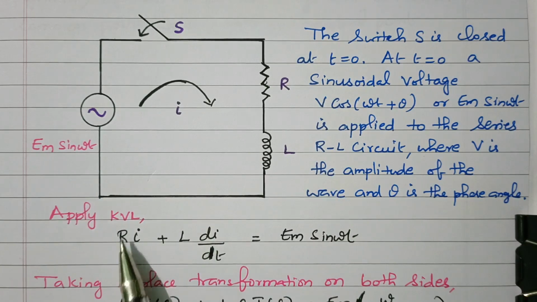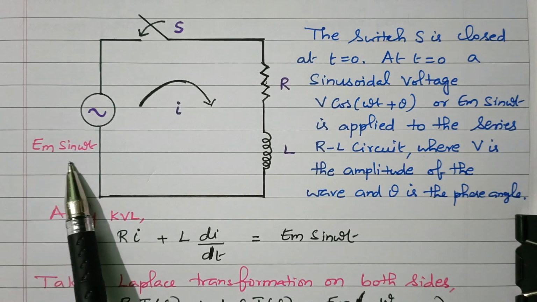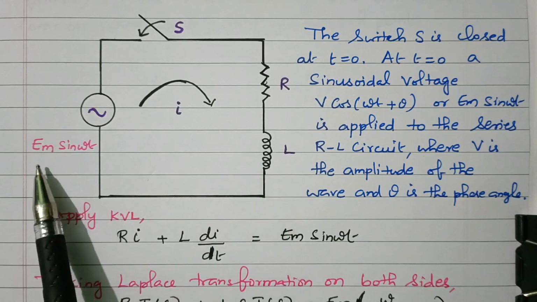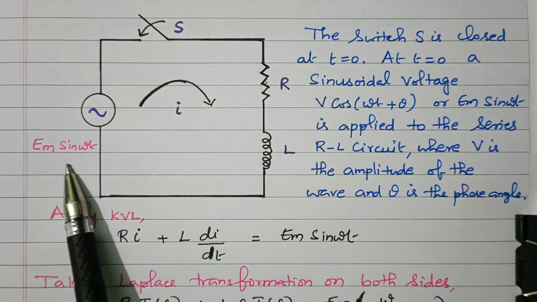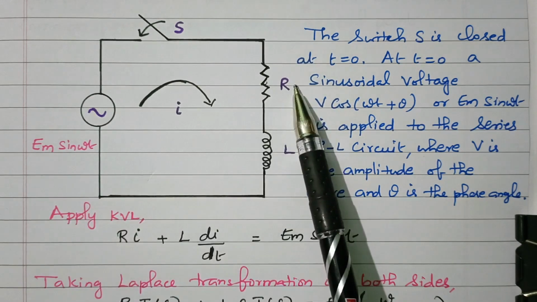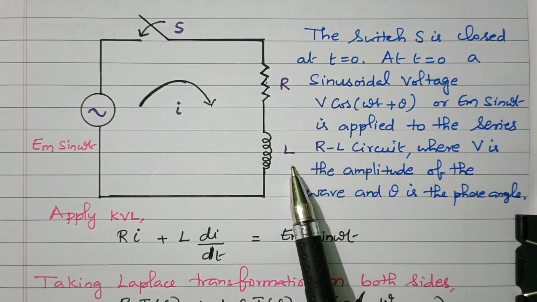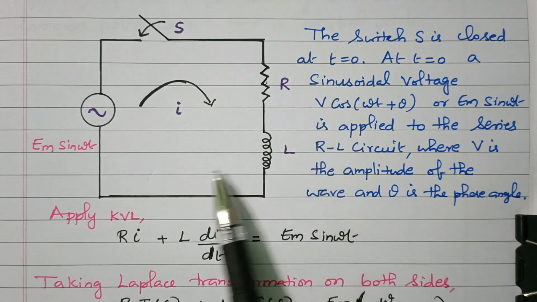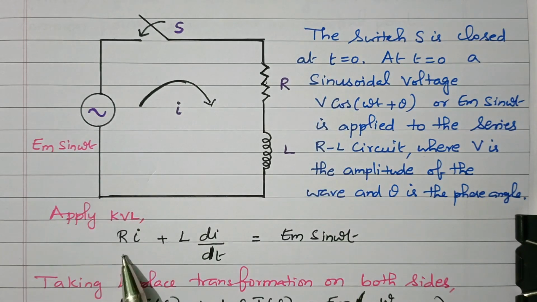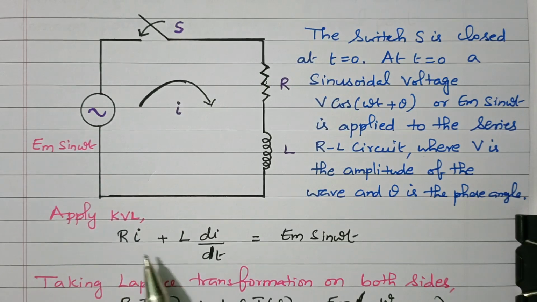So by using Kirchhoff's voltage law, we can write the equation. We know that by Kirchhoff's voltage law, the voltage rise equals the voltage drop. So the applied voltage is the voltage rise, Em sin omega t. That is equal to the drop across the resistor and inductor, that is i into R plus L di by dt. So the voltage drop across these two is equal to the applied voltage. So R into i, the drop across the resistor, plus L di by dt equals Em sin omega t. So this is Kirchhoff's voltage law: applied voltage equals the drop across the resistor and inductor.